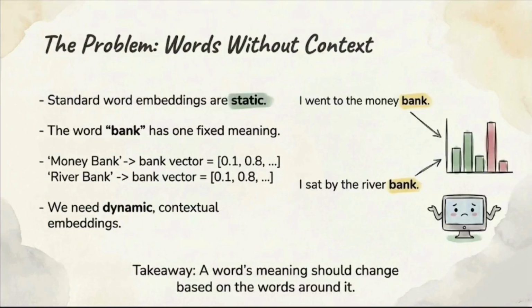The problem is many older systems give one fixed meaning to a word, but in real language, meaning changes with context. Look at the word bank. Money bank means a place for money. River bank means land near a river. Same word, different meaning. So we need a way to make a word change its meaning based on nearby words. The goal is contextual meaning.